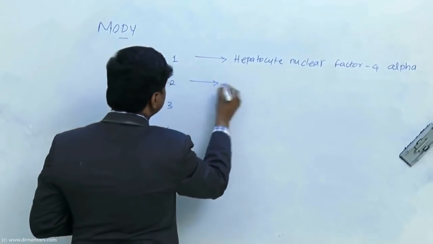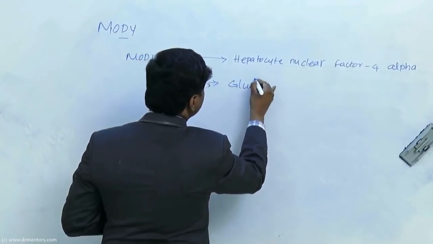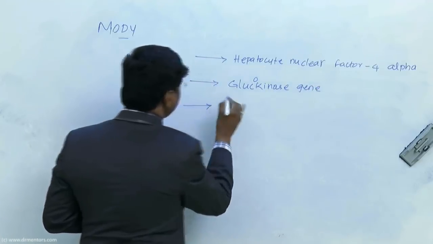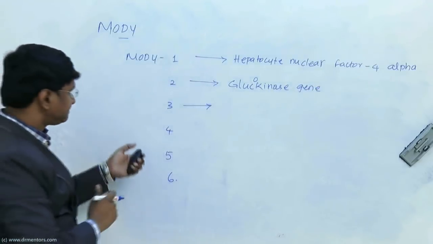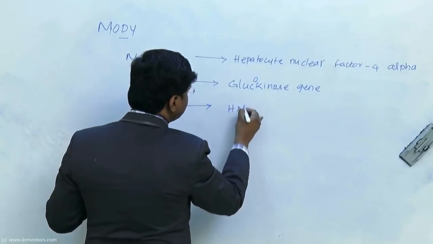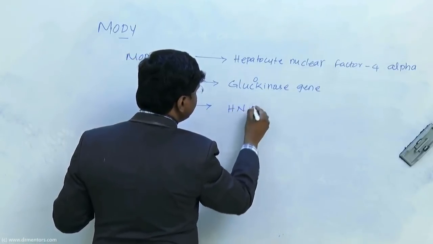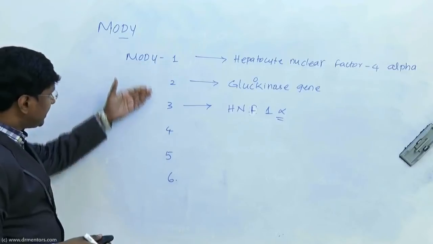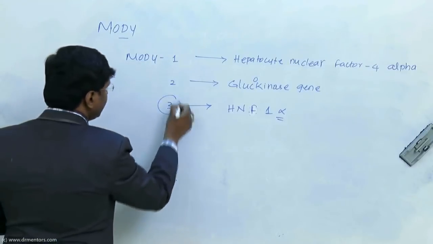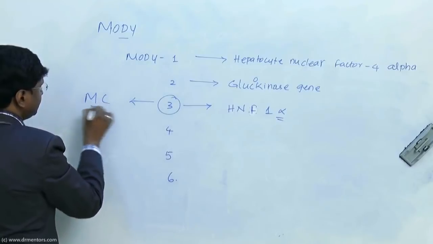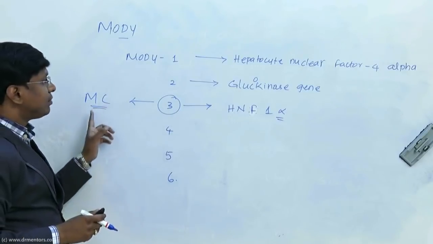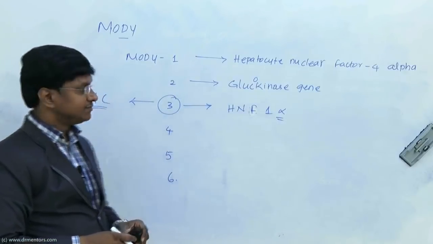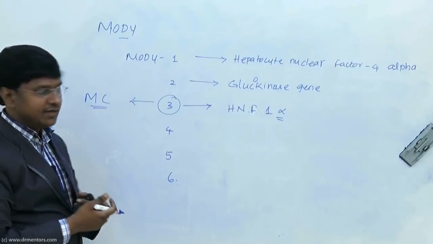In MODY 2, the gene which is being mutated is the glucokinase gene. Whereas in MODY 3, it is HNF1 alpha. Now, you see here, among the various forms of MODY, MODY 3 is the most common form of MODY, in which there is HNF1 alpha mutation, that is hepatocyte nuclear factor 1 alpha mutation.